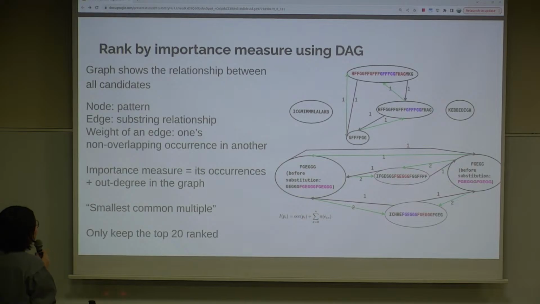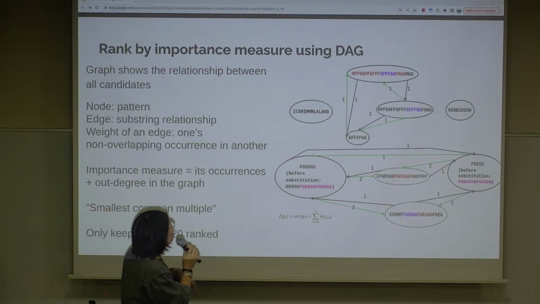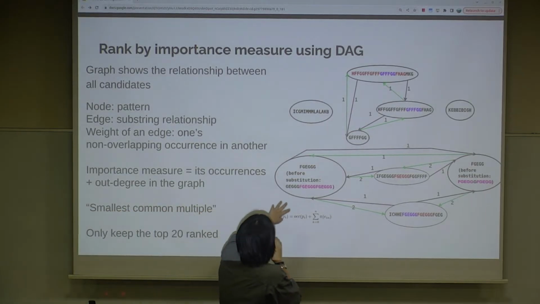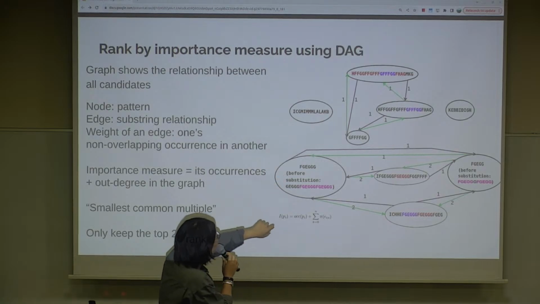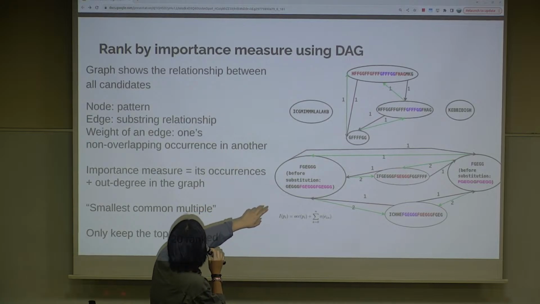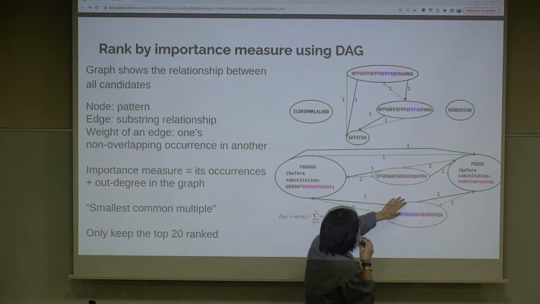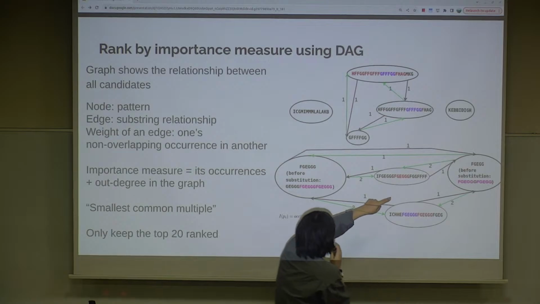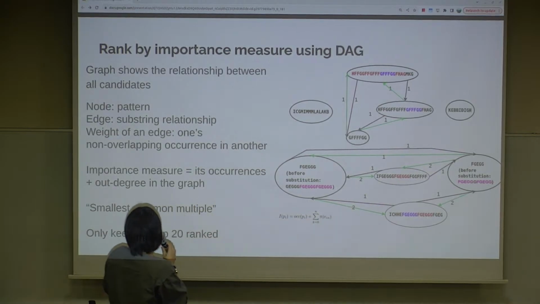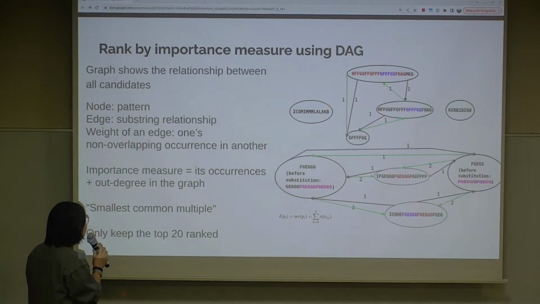And finally, we rank these by their importance measure using a directed acyclic graph. This graph shows the relationship between all the candidates of patterns. You can see that a node is a pattern, and the edge shows there is a substring relationship, and the weight of an edge is the number of non-overlapping occurrences in another. So here you can see that this appeared twice, so the edge is 2. And in the end, the importance measure is its own occurrences during the segmentation plus the out degree in the graph.